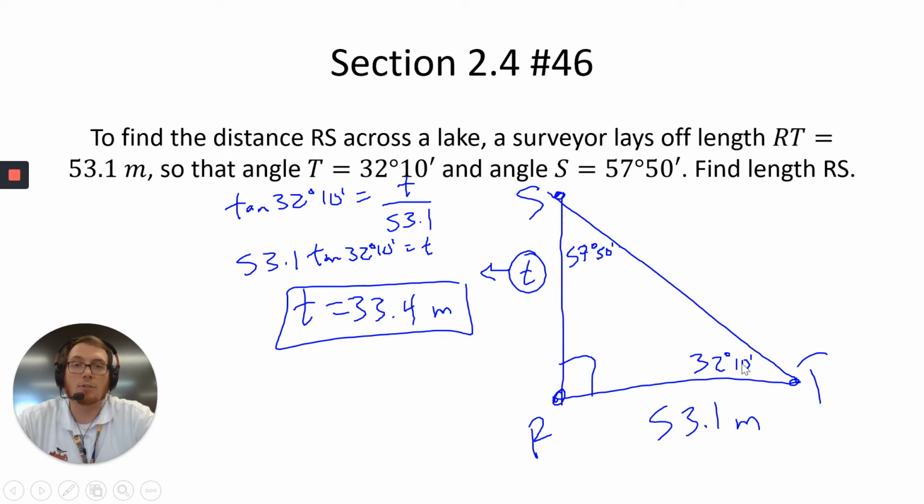And then you can just set it up using either angle. So I'm going to use the 32 degrees. So tangent of 32 degrees 10 minutes would be T over 53.1, and I cross multiply or just multiply the 53.1 to the other side, and I should get 33.4 meters. You want to make sure that you're able to get that. Try those out. Make sure you know what you're looking for when it comes to these scenarios, okay, especially plugging in degrees and minutes. So just make sure that you're able to plug everything in and find the answers to those scenarios. So just be cautious on that. But that's a fairly simple example of using a right triangle to find a missing piece.